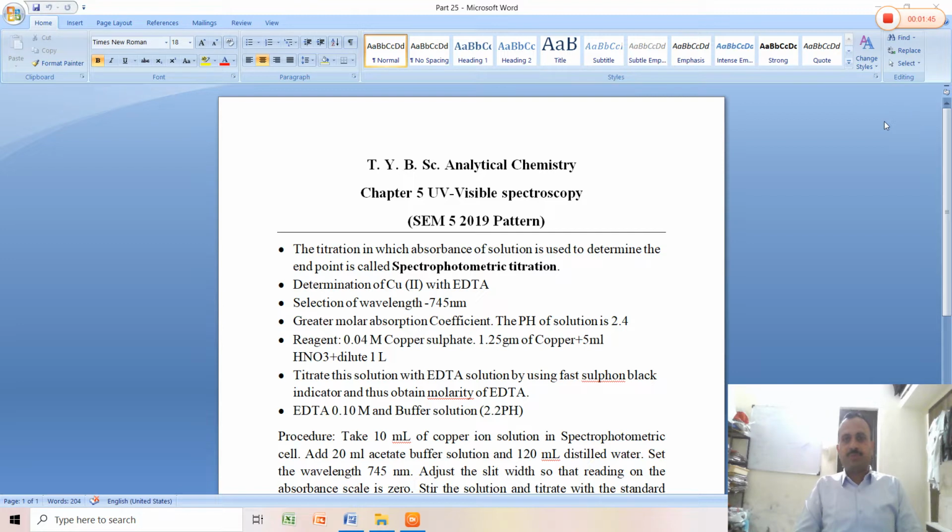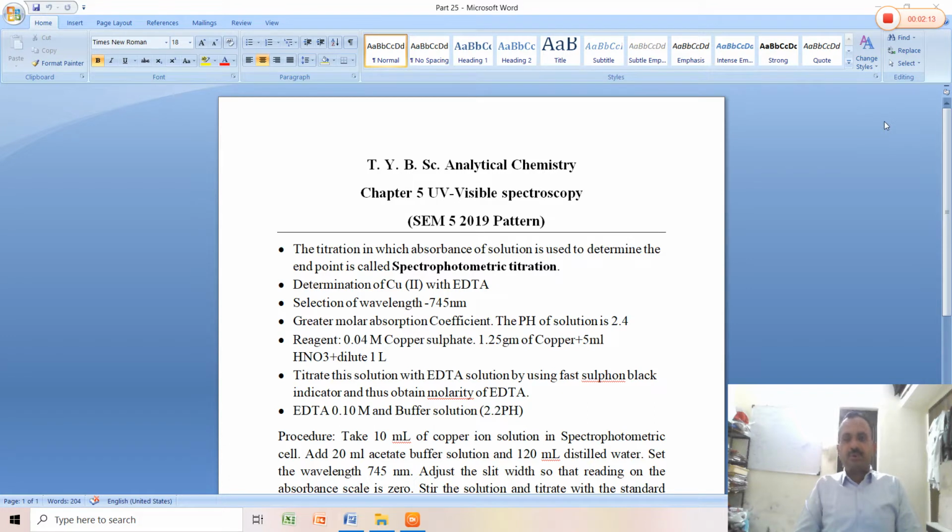What is the definition of spectrophotometric titration? The titration in which the absorbance of the solution is used to determine the end point is called a spectrophotometric titration. In a titration, if the end point is found with the aid of the absorbance of the solution, then it is a spectrophotometric titration. Now we are going to learn the example of copper 2 with EDTA.